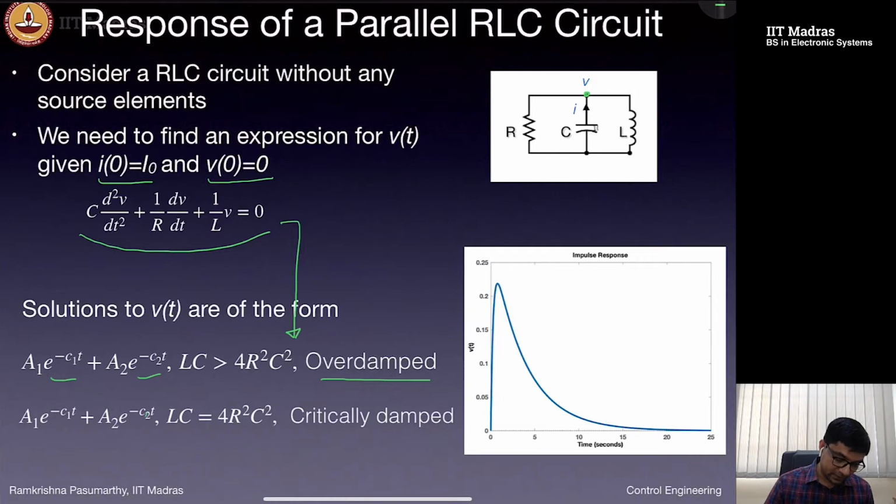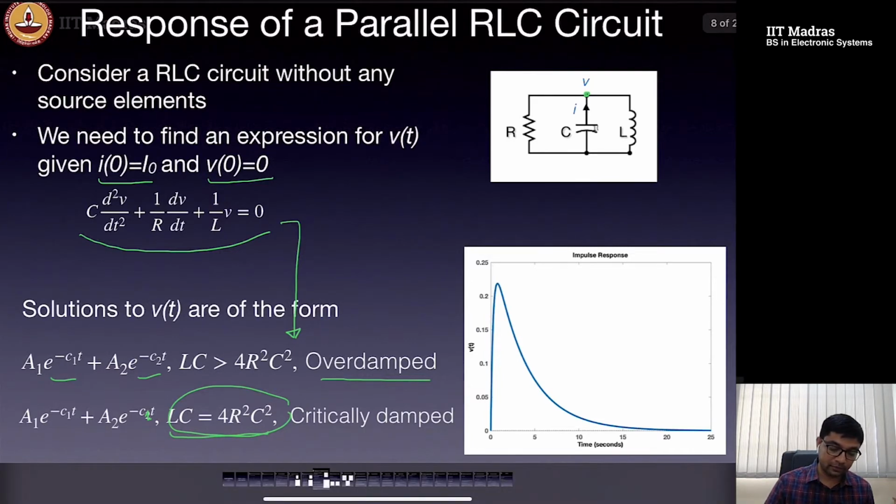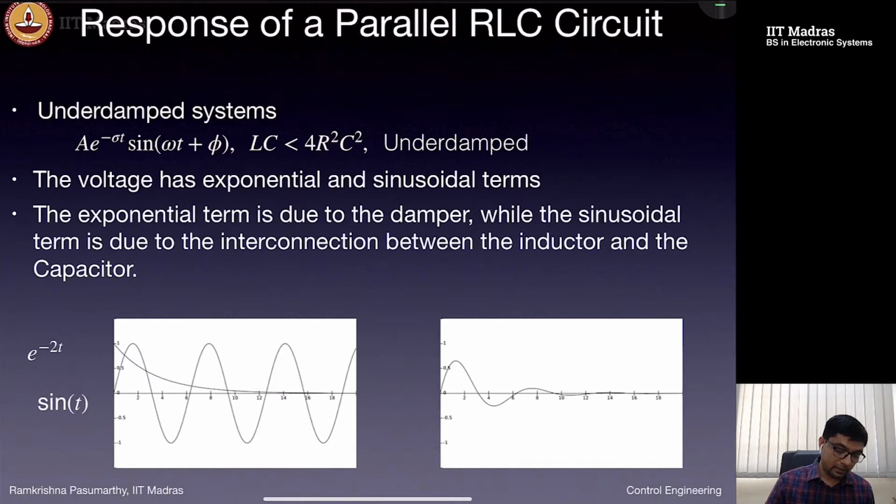Critically damped, these both should be the same. So critically damped would mean when L and C would be satisfying something like this. And lastly, the interesting case would be that of the underdamped case. Okay, in the underdamped case, where mathematically it means something like this, I will have a solution which now has an exponential term and a sinusoidal term. Okay, so the voltage now has exponential and sinusoidal terms.